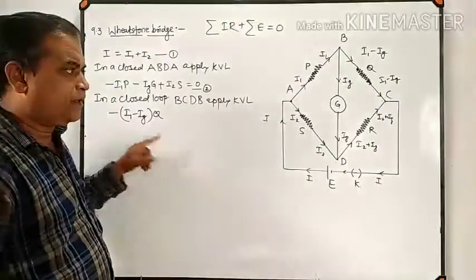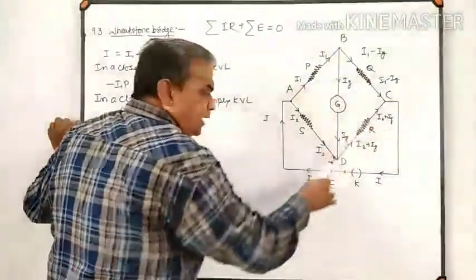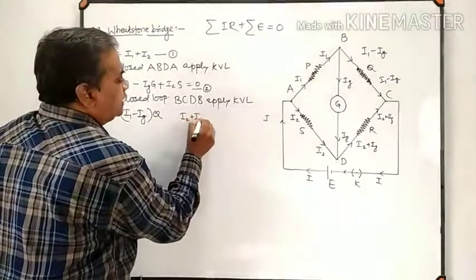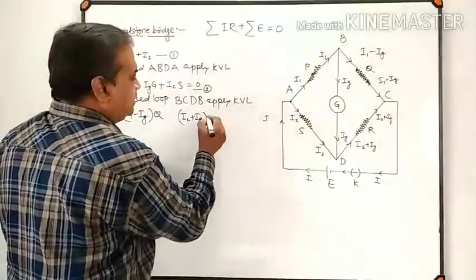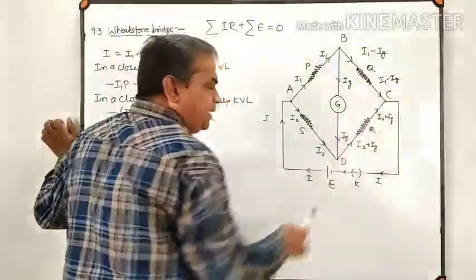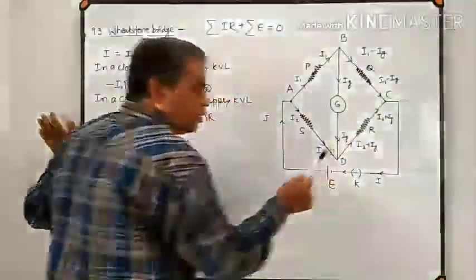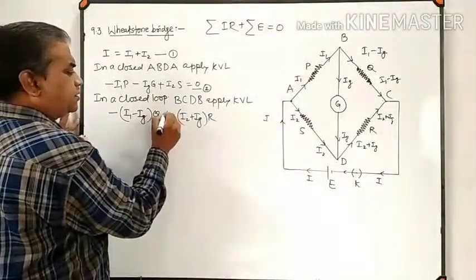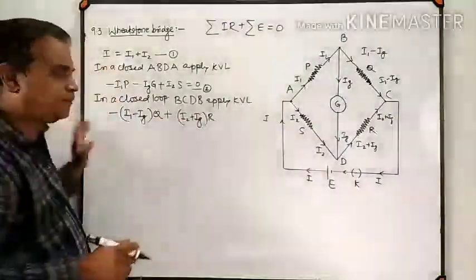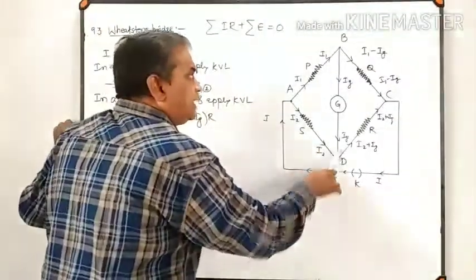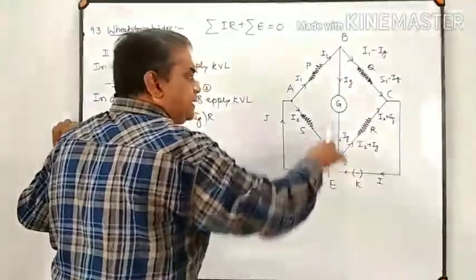Move from C to D. Current is I2 plus Ig and resistance is R. Because conventional current is flowing in a direction opposite to the direction in which we are tracing the circuit, this product of current and resistance is taken with a positive sign.